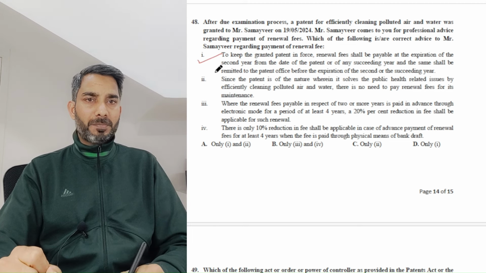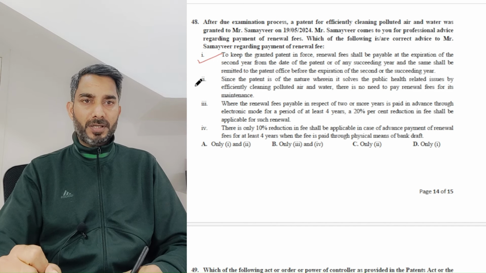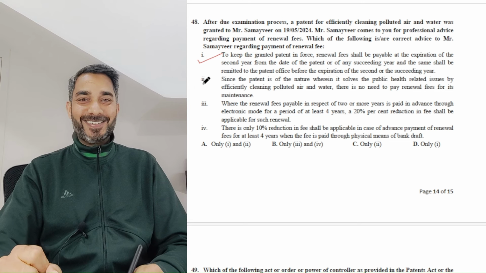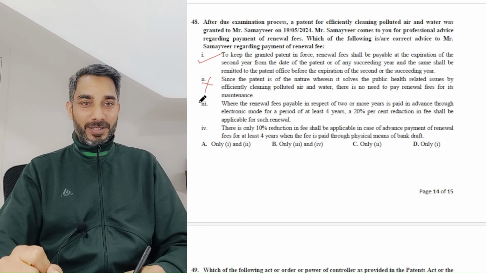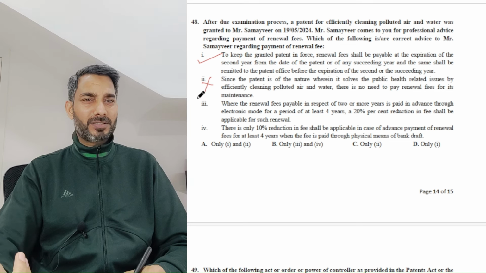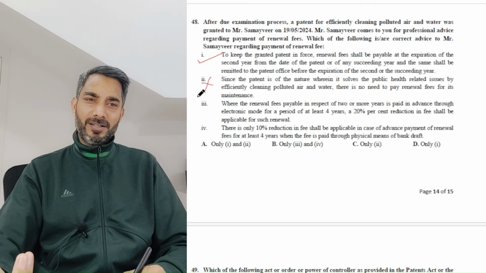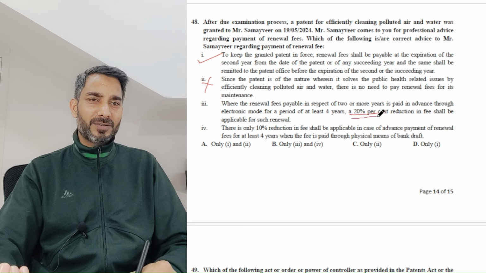Yes. Since the patent is of the nature wherein it solves public health related issues by efficiently cleaning polluted air and water, there is no need to pay. This is not correct. Where the renewal fee payable in respect of 2 or more years is paid in advance through electronic mode for a period of at least 4 years, a 10% reduction is there, not 20%. So this is wrong here.